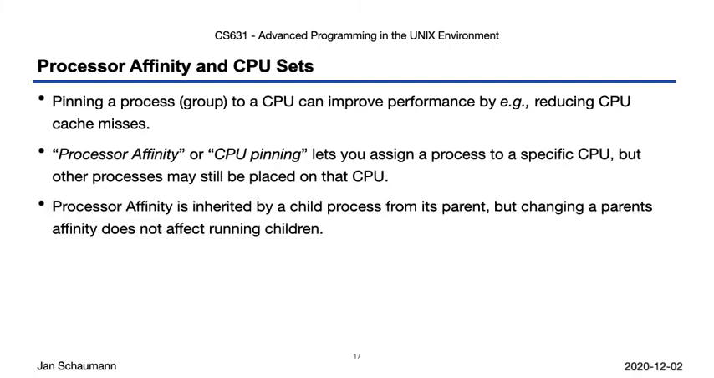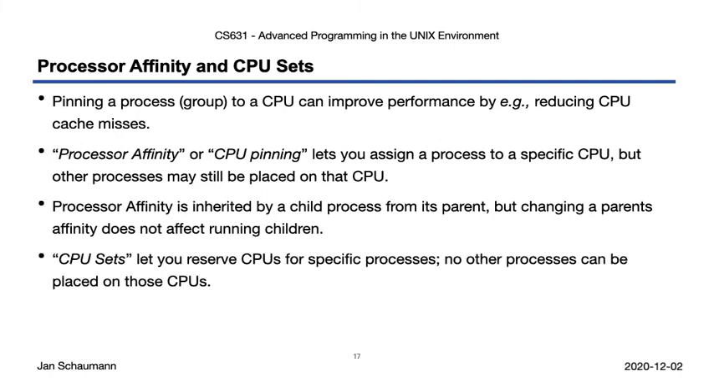As we've seen, a child process will inherit its CPU affinity from its parent, but changing a parent's CPU affinity will not also change that of all its children. In contrast to processor affinity, CPU sets allow you to really reserve one or more CPUs for specific jobs. The scheduler will not be able to move any jobs onto those CPUs other than those you have explicitly bound to them. As before, children inherit CPU set placement from their parents, and you can explicitly remove a process from a CPU set by changing its affinity, but to move it back into the CPU set, you need to explicitly call psrset.